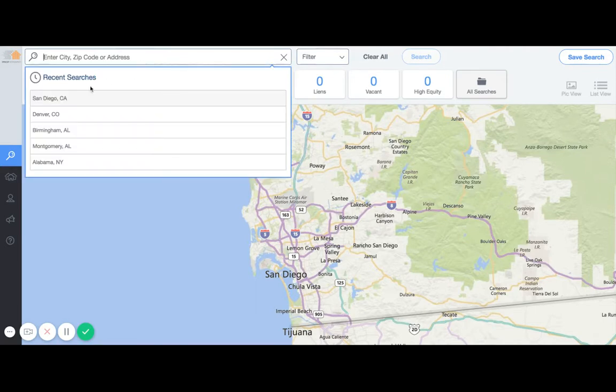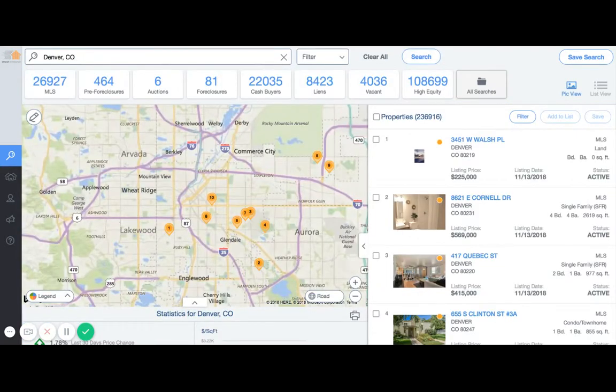So I'm in San Diego. Let's just go check out Denver. Actually, I used to live in Denver. So the cool thing is right there, it pulls it. There's close to 27,000 properties in the MLS. We got 464 pre-foreclosures, 6 homes with the auction date coming up, 81 foreclosures. Recently, it's pulled altogether 22,000 cash buyers, which means someone bought the property all cash. There's around 8,400 homes with liens on them, 4,000 properties that are vacant, and around 108,000 with high equity.